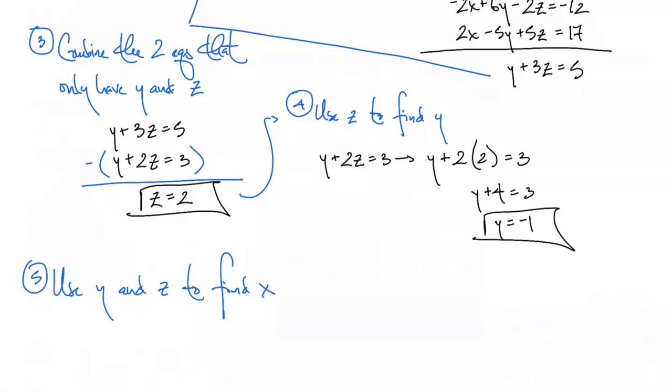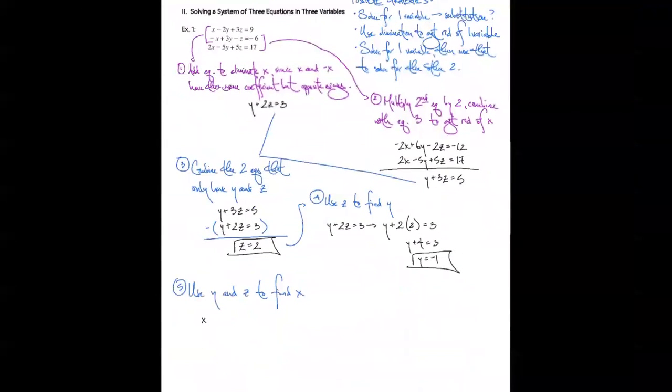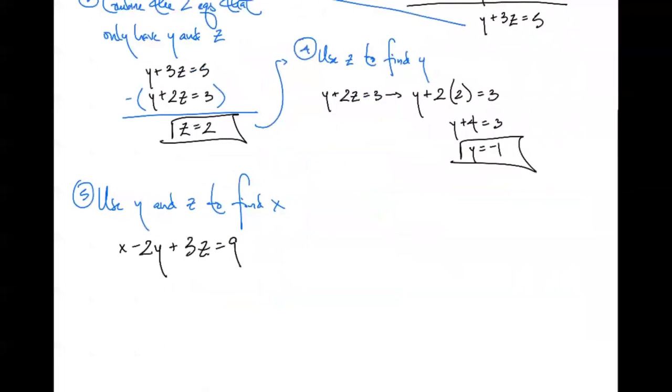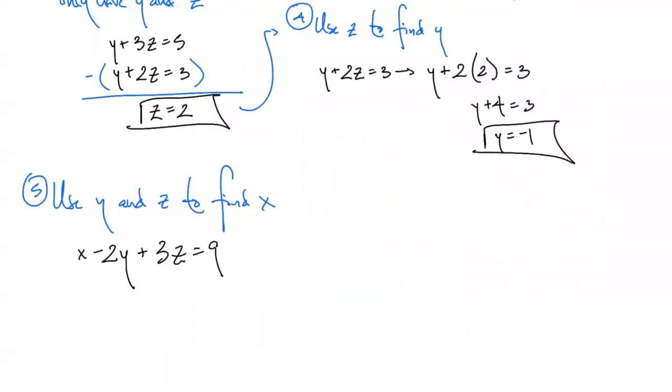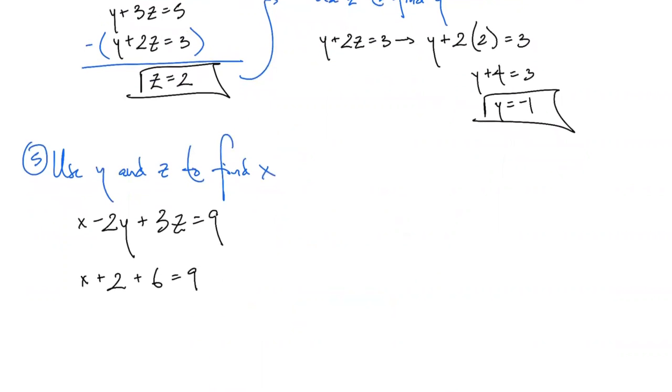But I can say that x minus 2y plus 3z equals 9. And I can plug in my values for z and for y. So x plus 2 plus 6 equals 9. And if I solve for x, I'll get x equals 1. Okay. So we found values for x, y, and z.